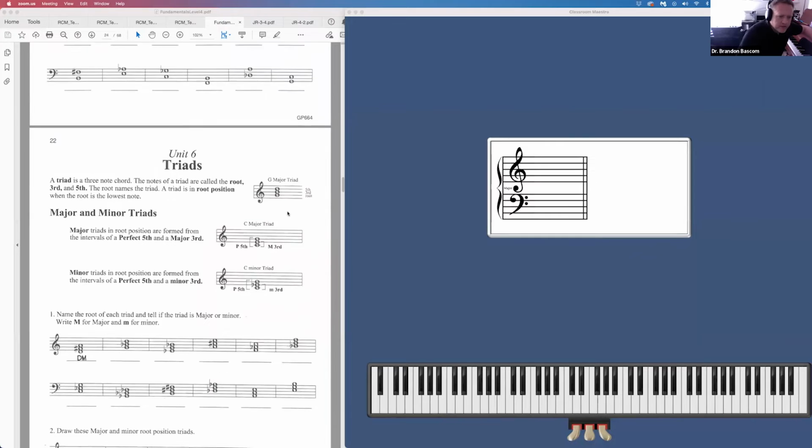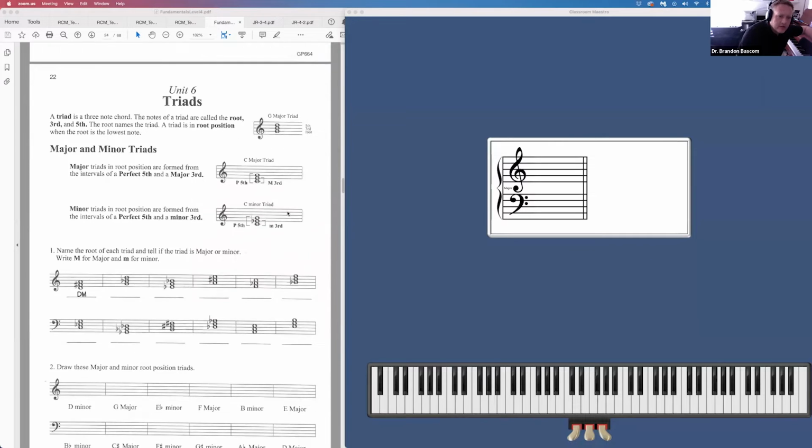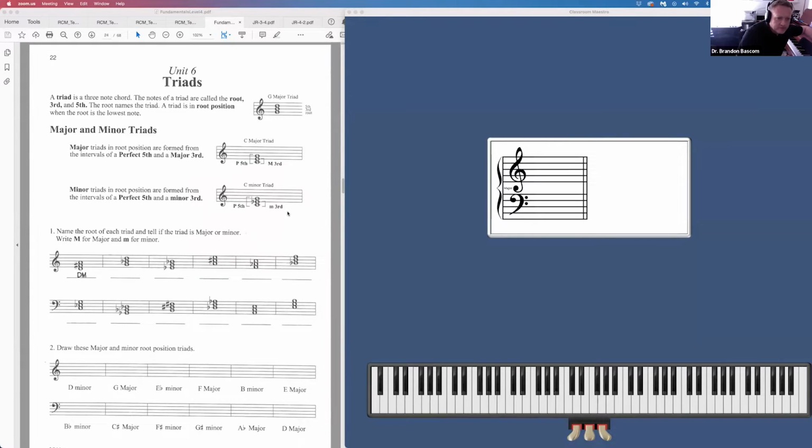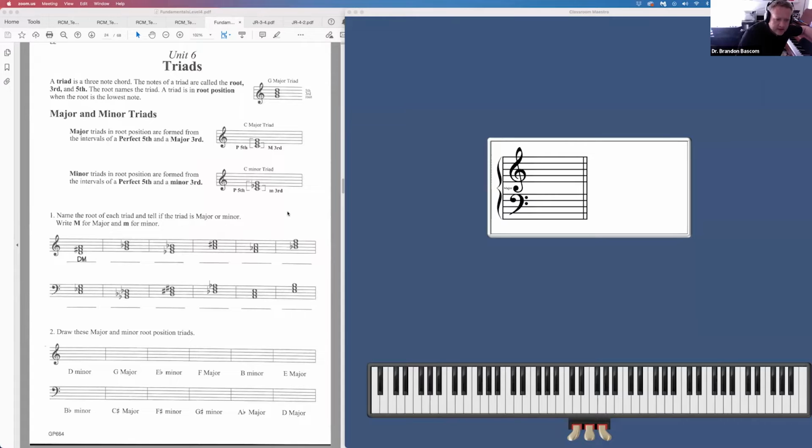And that's it for Unit 5 for intervals. Unit 6 is all about triads. I don't know that there's anything new in this unit, mainly a review. Identify the triads, remember your formulas. If you don't remember your formulas, go back and watch my video from level 3. I went over those in depth.